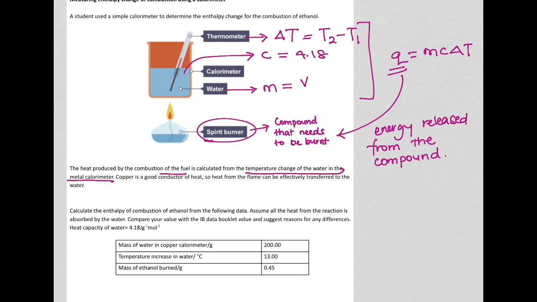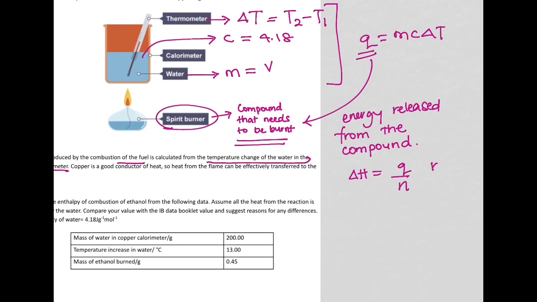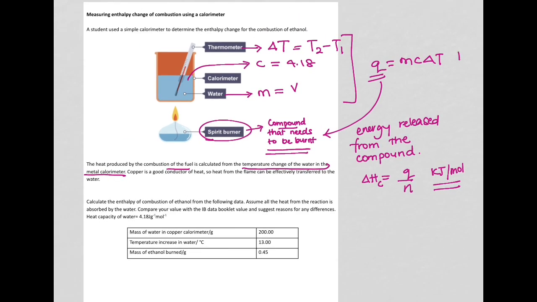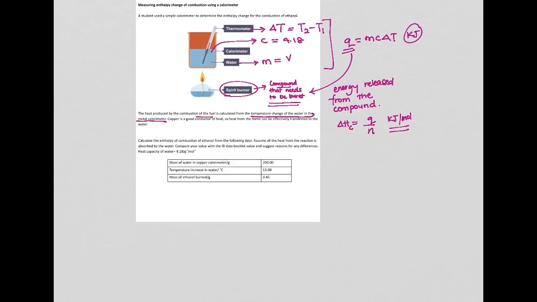So Q will give you energy released from the compound. Now, if you know the number of moles of compound that was used, you can get delta H, which is Q divided by number of moles. So you're going to get delta H in kilojoule per mole. So this is how the delta H in this case will be enthalpy of combustion, because you're burning this compound. Here you just have to be careful about the units. So make sure you convert this to kilojoules.